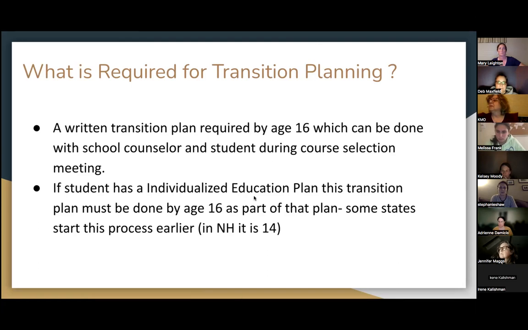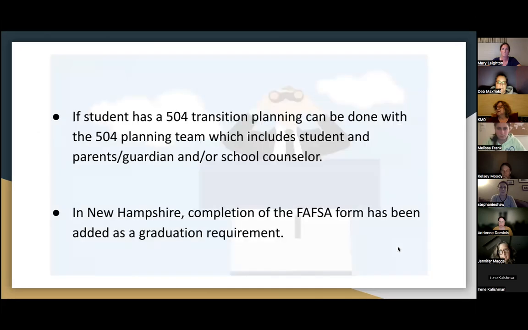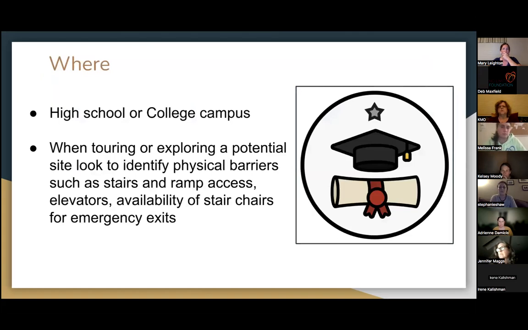You're either going to do a 504 at high school or at the college campus. You do your transition IEP as part of your annual IEP when you move from middle school to high school, and then from high school to college. And when you transition from high school to college is when you would take your accommodations from your IEP and move that into a 504 plan.